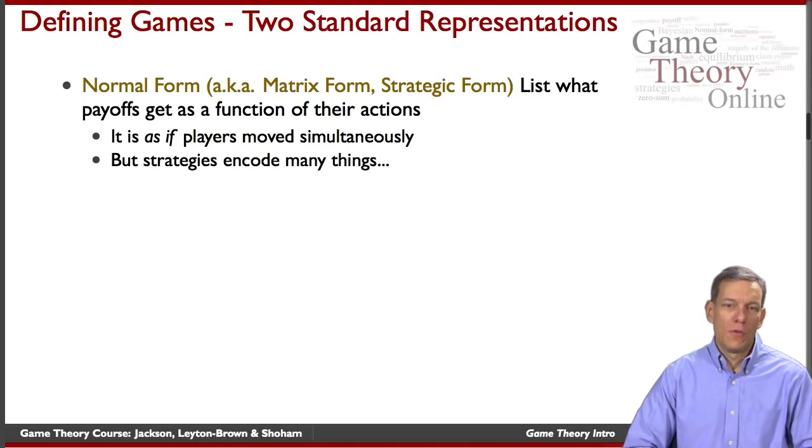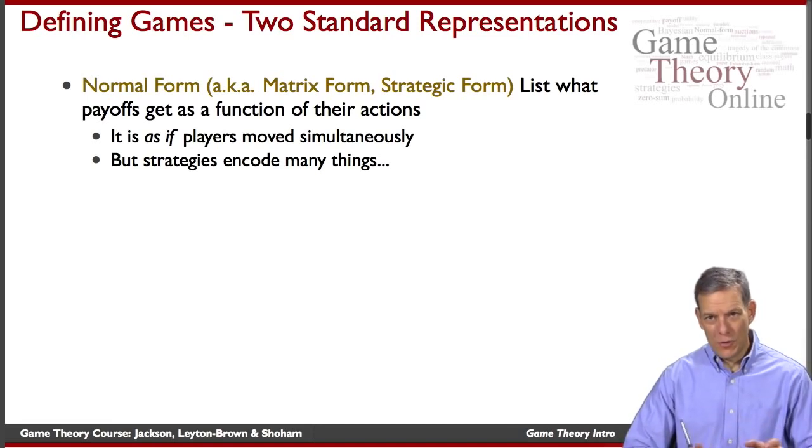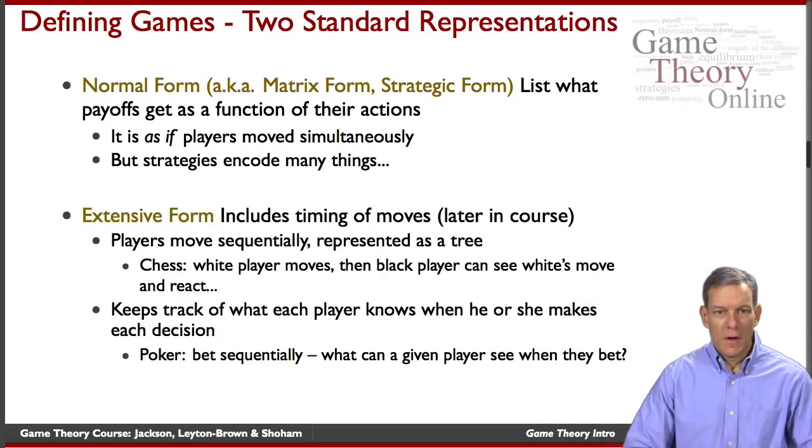One is what's known as the normal form, and that's what we'll be starting with in the course. What it does is it's a very simple and stark representation of a game. So it lists what payoffs players get as a function of their actions. Normally, it's thought of as if players are moving simultaneously, but strategies, and we'll talk about this in more detail, can encode many things. So the other alternative representation is what's known as the extensive form, and that includes more explicit timing in the game.